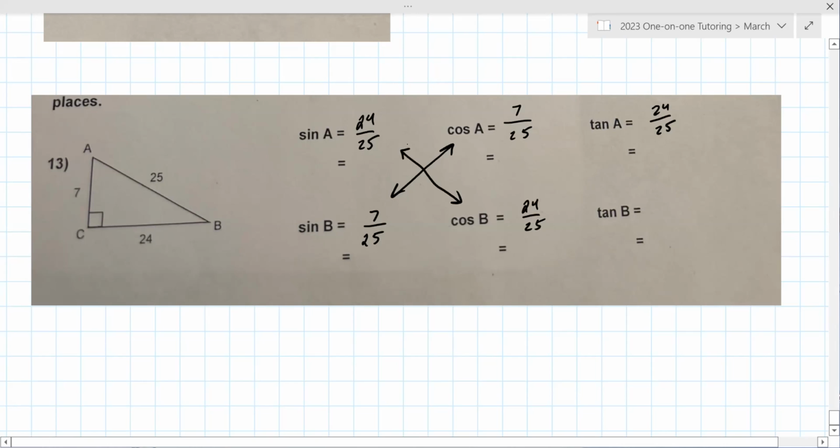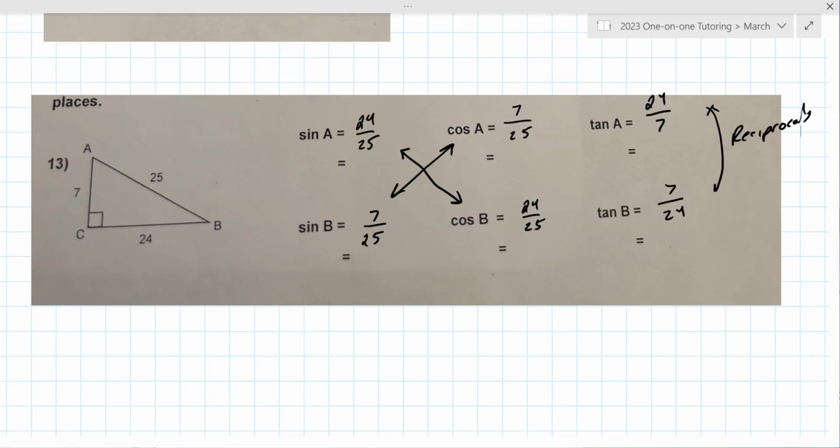Unfortunately, tangent is not like that. Sorry, I wrote the wrong thing for tangent. Tangent of A is 24 over 7. It's the reciprocal for the tangent of B. Oh, reciprocals. Okay. That might be useful down the road. Not sure. You will want to go to a calculator and calculate these. It's up to you if you want to do it now or do it later.